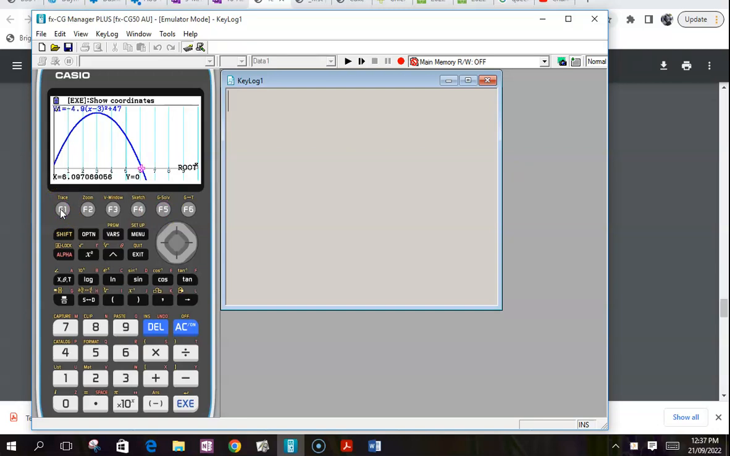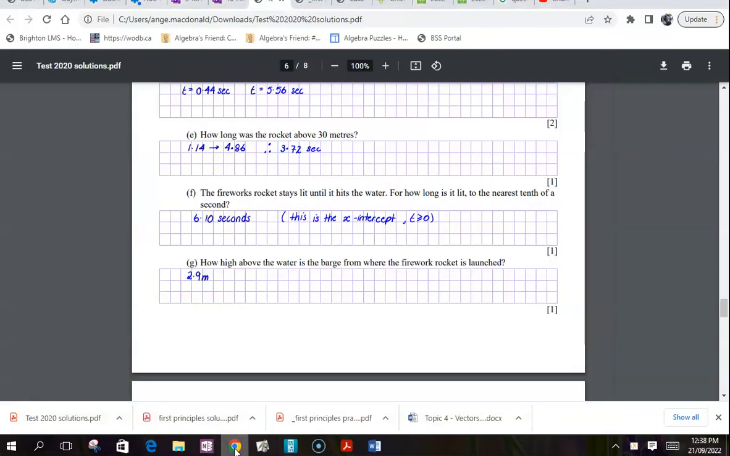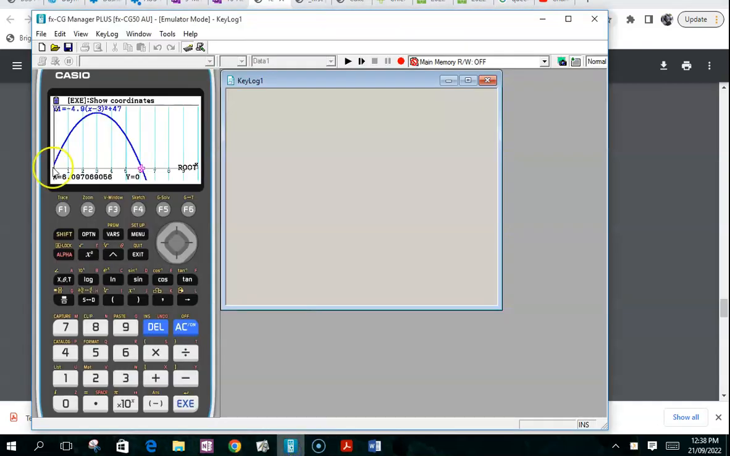Right. Last one. How high above the water is the barge from where the firework rocket is launched? So when it was initially fired, how much time has passed? Right, no time, 0 time. So you can either go G-solve y-calc is 0, or that is indeed your y-intercept. So that's how we get the 2.9.